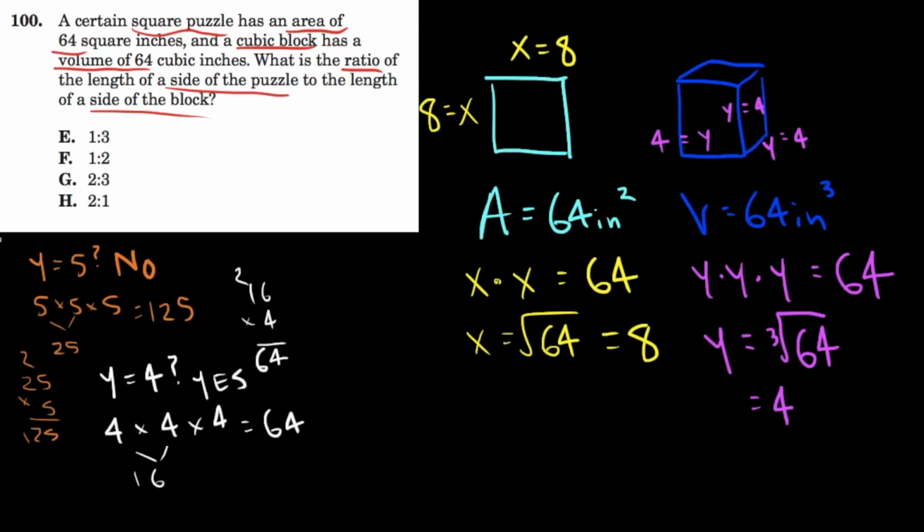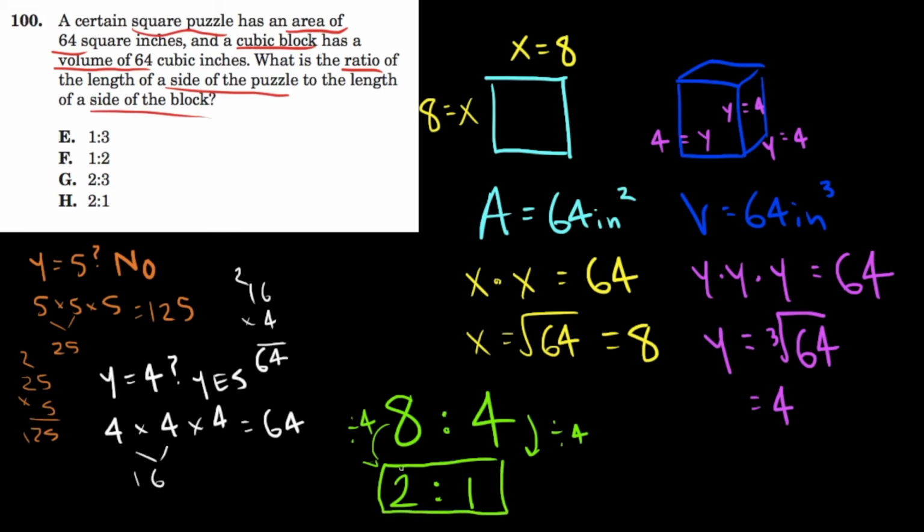Okay, we're almost there. So they want the ratio of the length of a side of the puzzle to the length of a side of the block. The puzzle, which comes first in the ratio, is 8 inches long, on each side, that is. The cubic block is 4 inches long on each side. If we divide both the left and the right by 4, we'll have our fully reduced ratio of 2 to 1. And that is h.